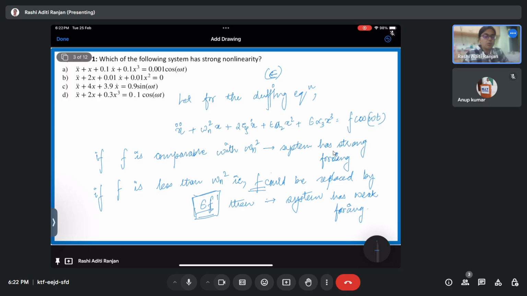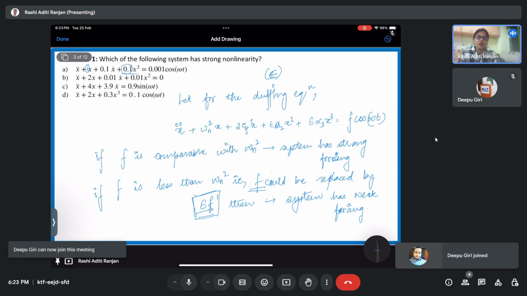Okay, so coming on to the options that have been given. If we see the first option, we have omega n square as 1, and the nonlinear term is having a coefficient of 0.1, right? So 0.1 is definitely very less than 1. And we can consider 0.1 as the bookkeeping parameter as well, because in some cases we consider the bookkeeping parameter as 0.1, right? So in that case, we can say that this is not a strong nonlinearity kind of equation.